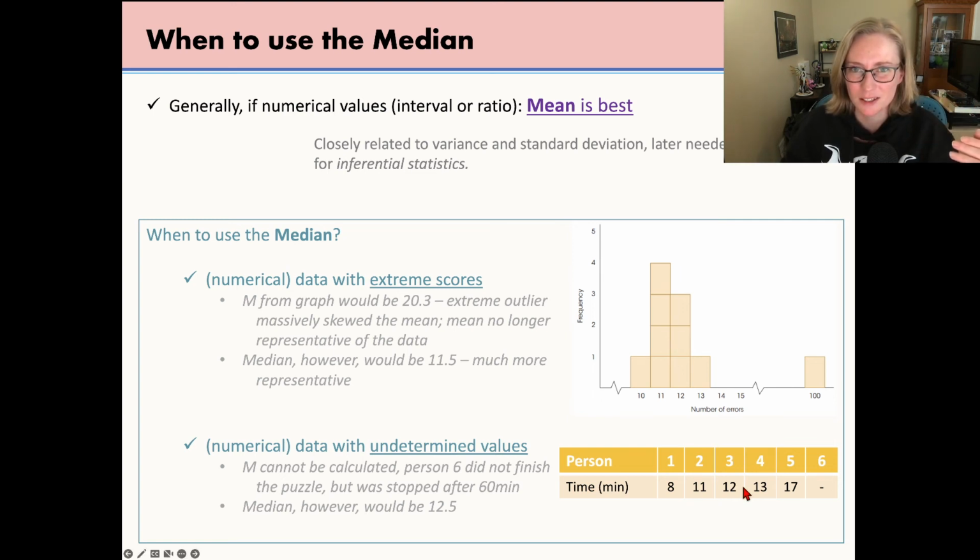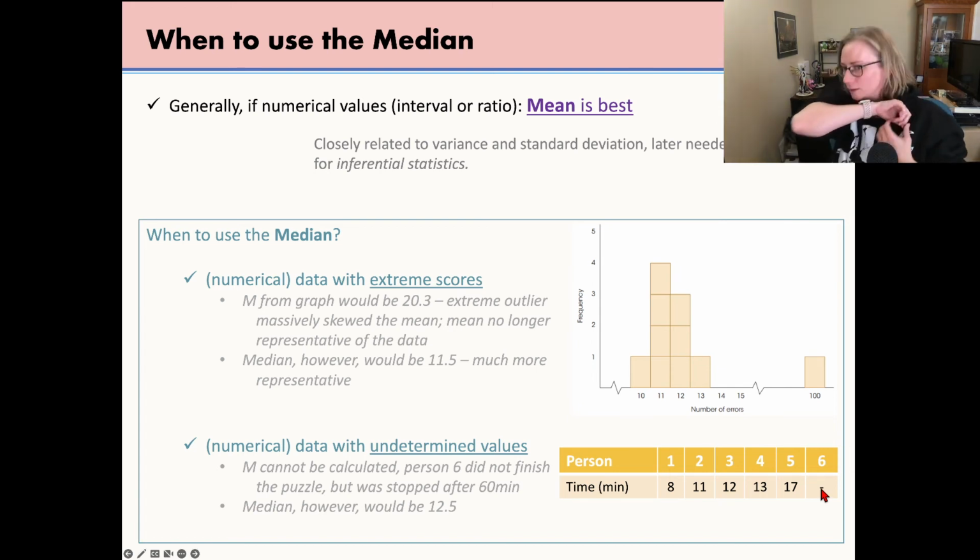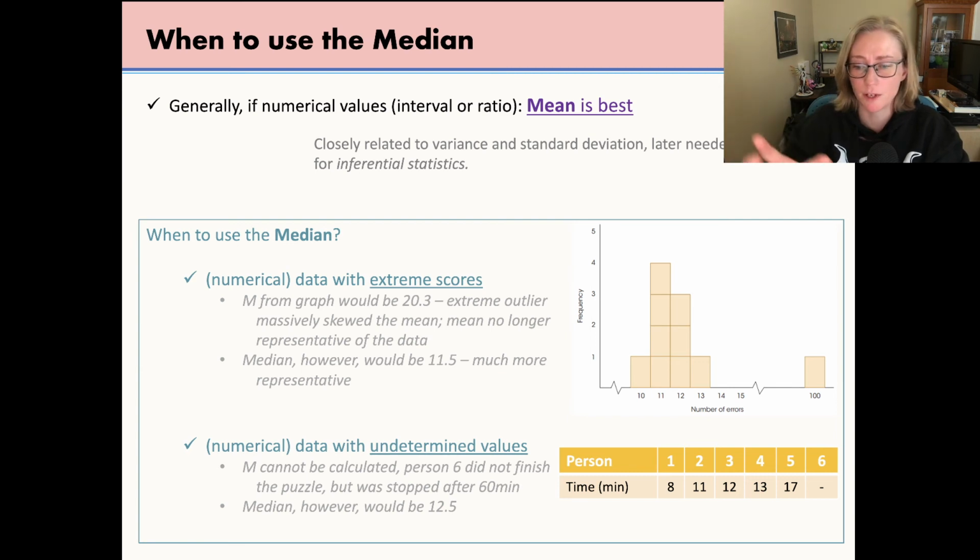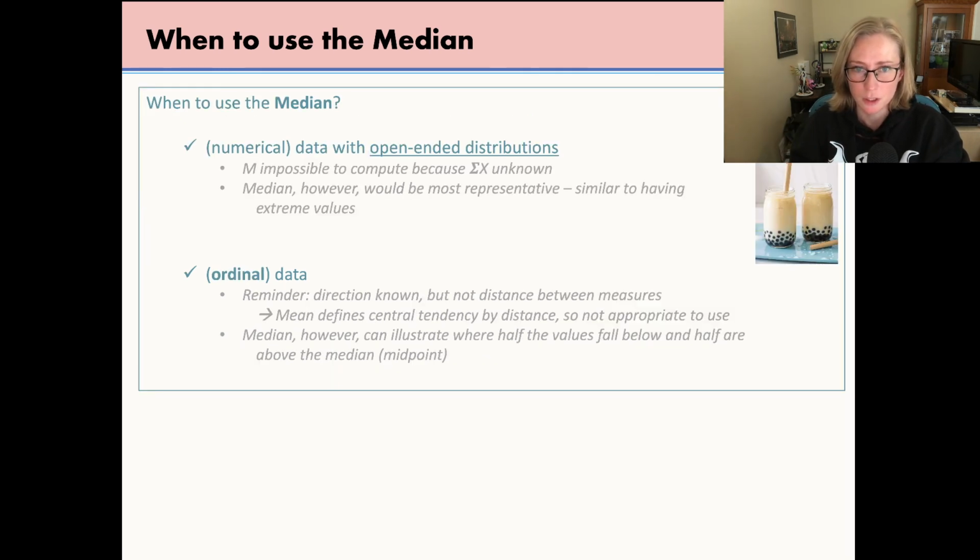12.5 minutes is still going to be a good representative value of how long it takes a person to solve this particular puzzle. And we don't have to throw away this person's data, and it's a better way of capturing what actually happened. Okay, so outliers or extreme scores, undetermined values.